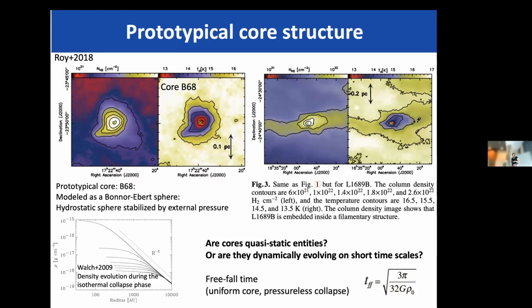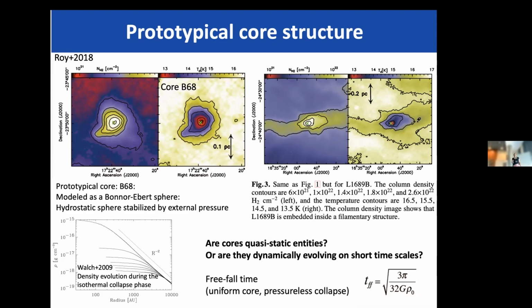Namely, how to simulate star formation. We have discussed that cores are islands of quiescent turbulent motions, and maybe they are stabilized by magnetic fields, maybe not. Here are some prototypical cores. This is Barnard 68, the prototypical Bonnor-Ebert sphere, where a Bonnor-Ebert sphere is a sphere in hydrostatic equilibrium, which is stabilized by external pressure. The density profile would look something like this: a flat inner part, and then the outer part drops off as r to the -2.